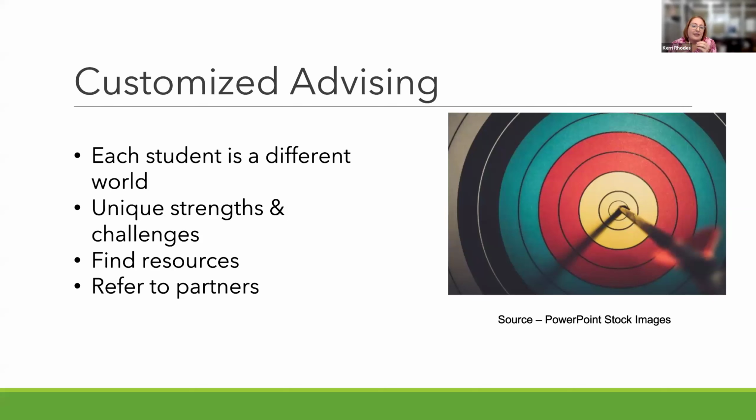So we talked about that customized advising piece. So I do want to stress here that every student is going to come with different circumstances. One of my staff members said this to me, and it really resonated strongly. Each student is a different world. And I really felt that strongly. They are coming with an ecosystem and a context, and that can be completely different from somebody else.